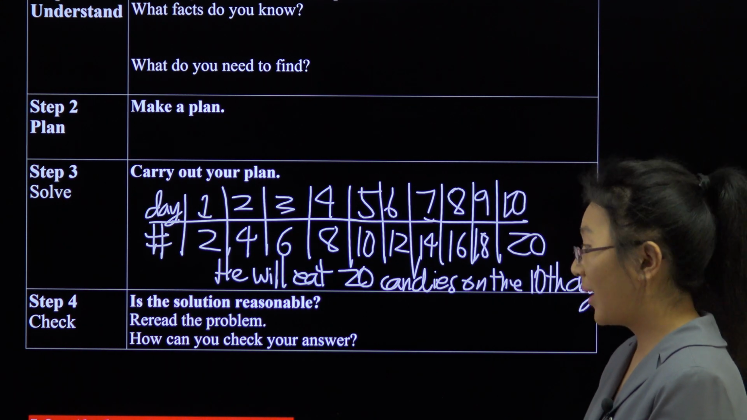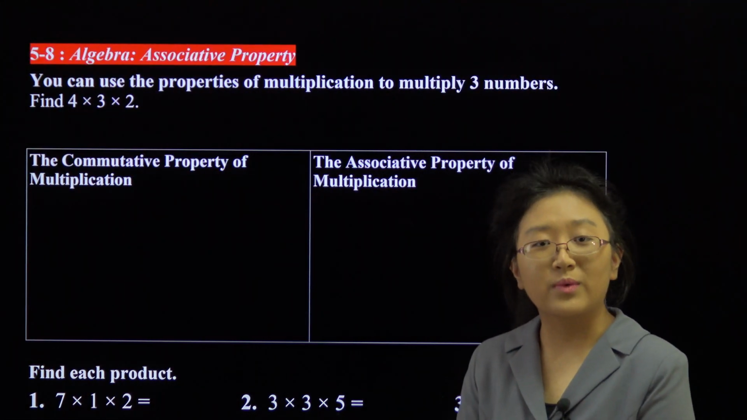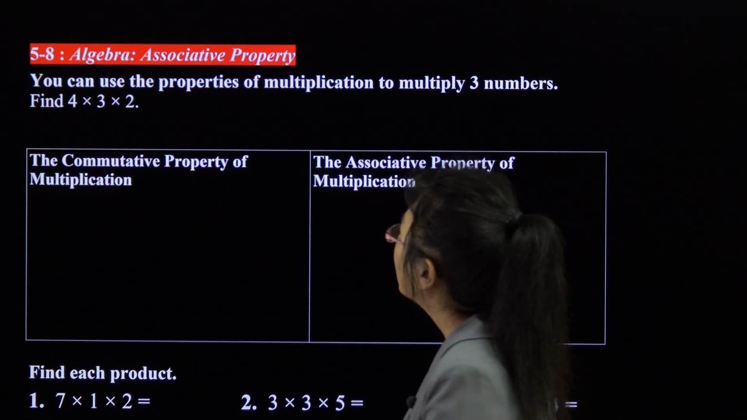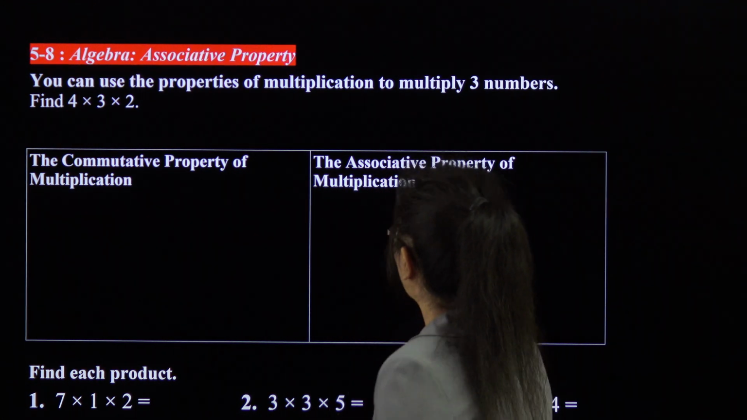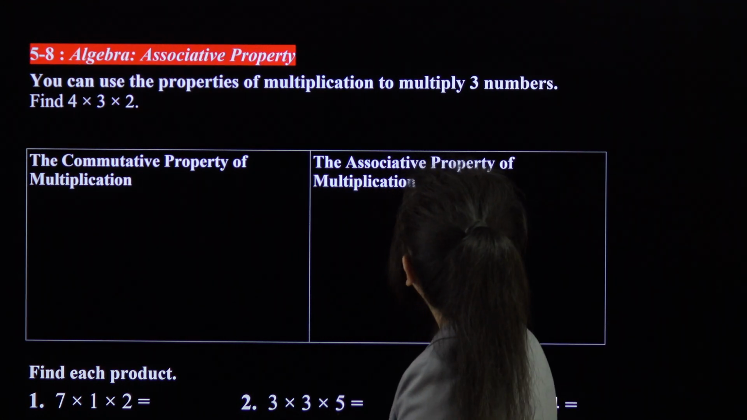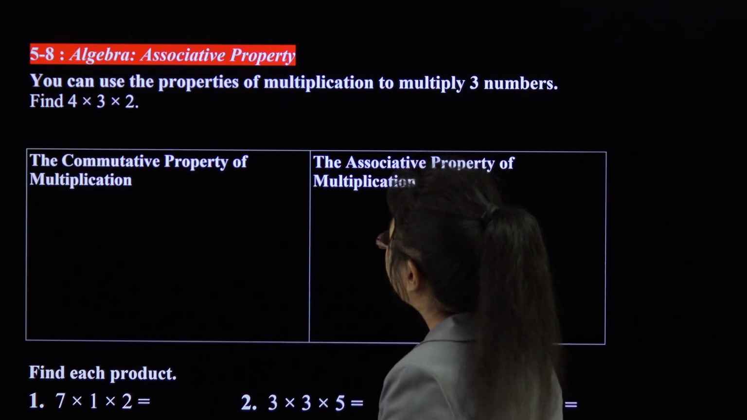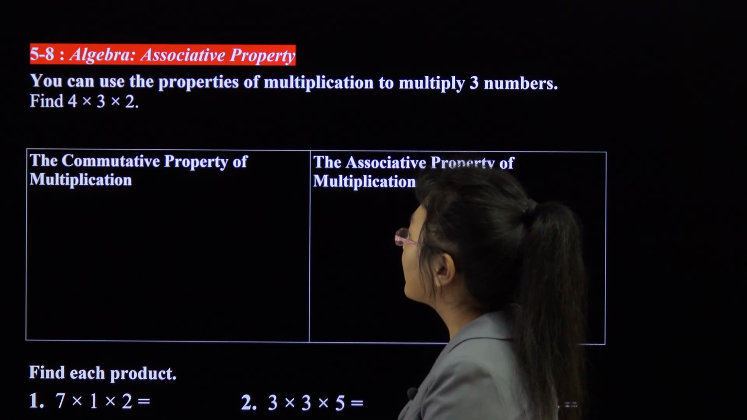Moving on to some algebra. And what would multiplication be without properties? Well, you can use the multiplication property or properties of multiplication to multiply 3 numbers. Find 4 times 3 times 2.